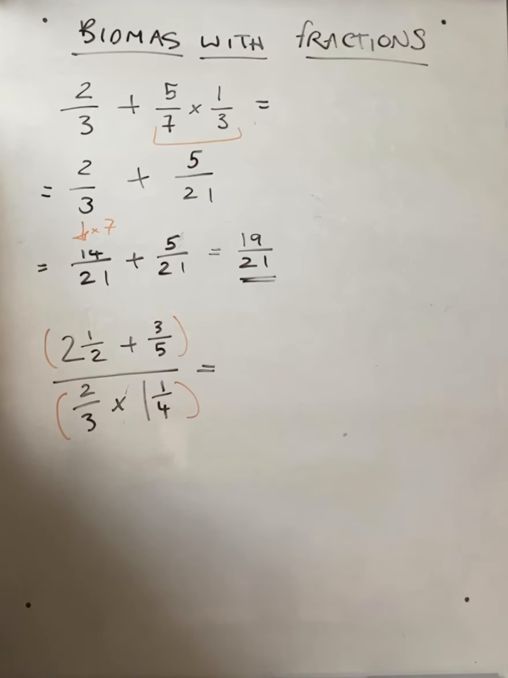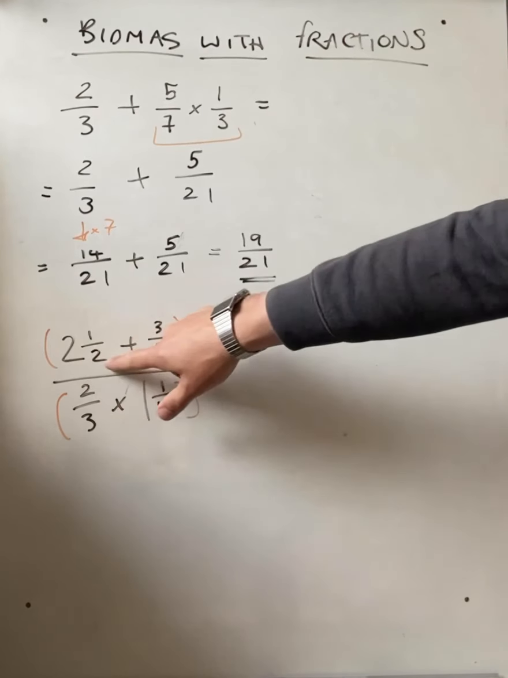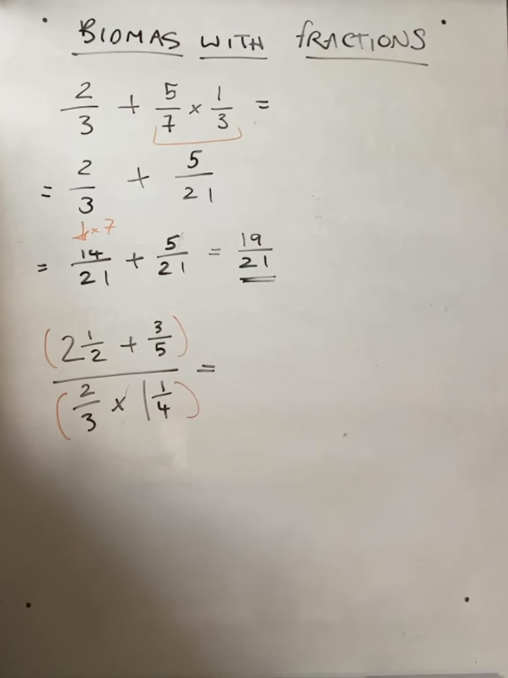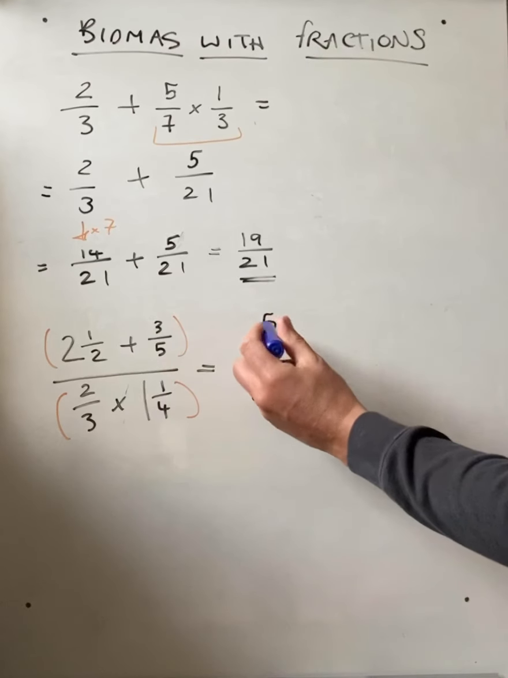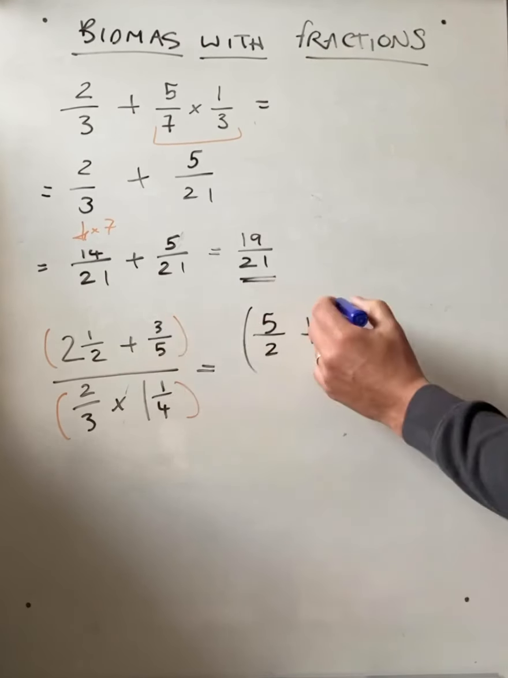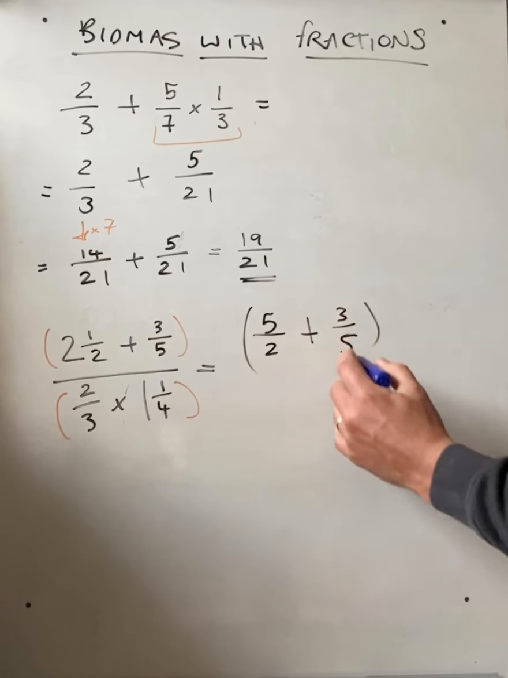So before I do anything else, I'm just going to convert them into top-heavy fractions. So 2.5: 2 times 2 is 4, add 1 makes 5. So instead of writing 2.5 on the top, I'm going to write 5/2. And instead of writing 3/5, well, I'm going to leave the 3/5 exactly as it is.